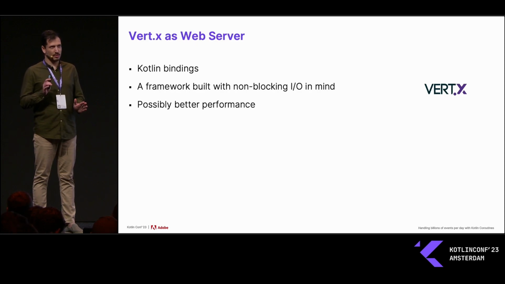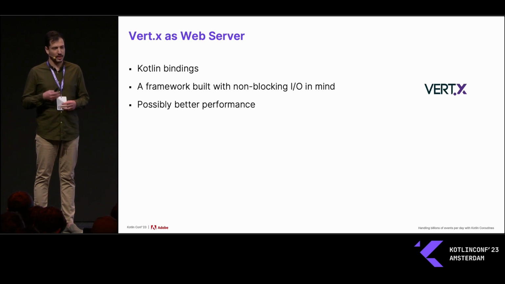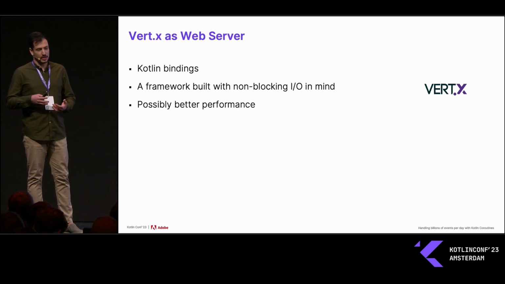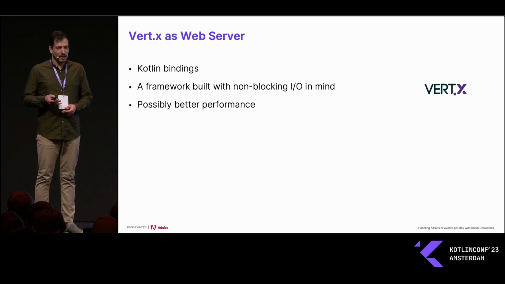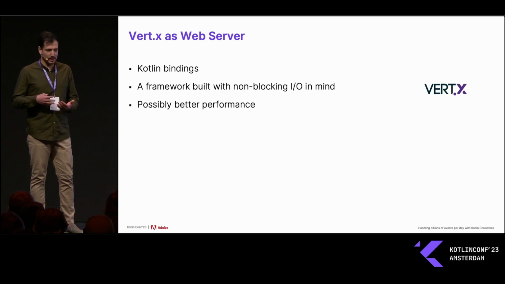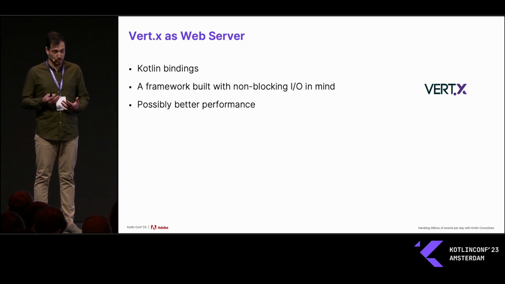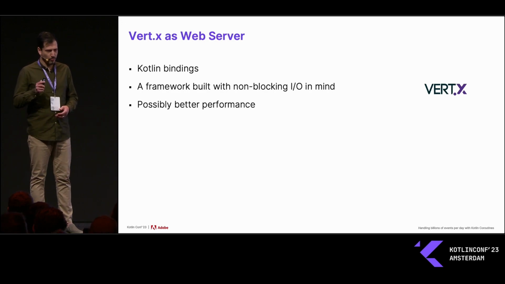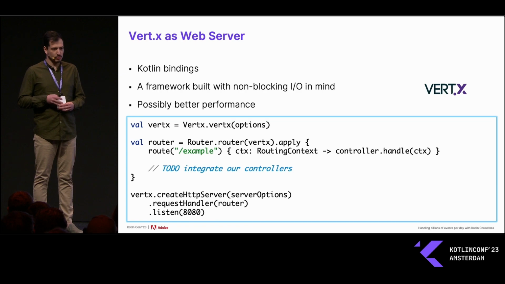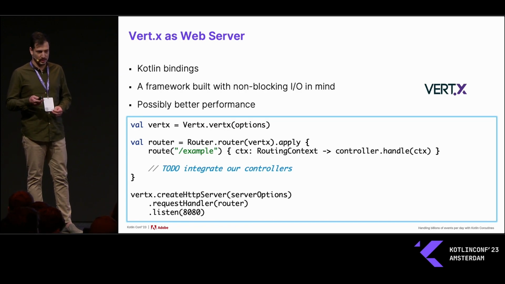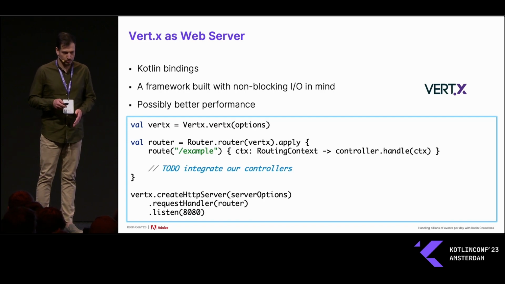We were using an old Jetty version, and we needed to do the upgrade in order to be able to leverage Jetty's asynchronous request processing model. And then we would be required to bridge it to work with Kotlin Coroutines. So we decided to replace Jetty with a more Kotlin-friendly framework, and our choice was Vertex as it offered Kotlin bindings. The setup is simple. We create a Vertex instance, we create a router where we define our routes and call our controllers, and then we start the web server.